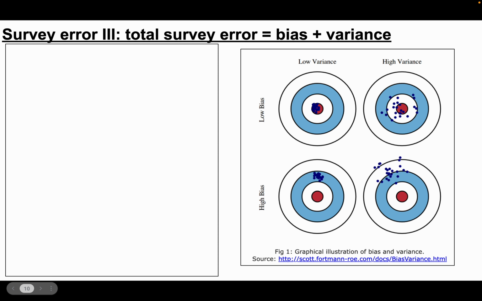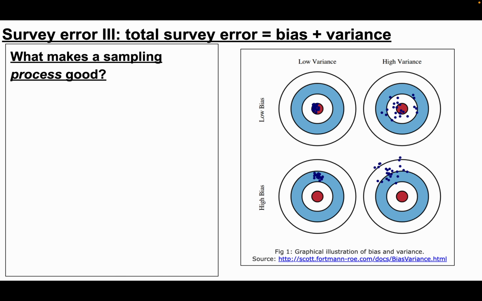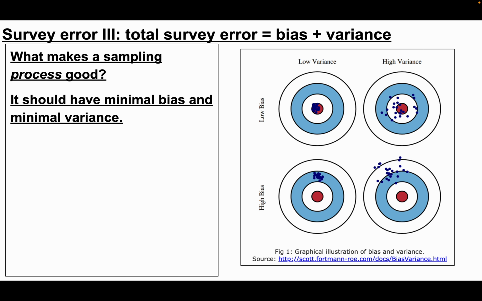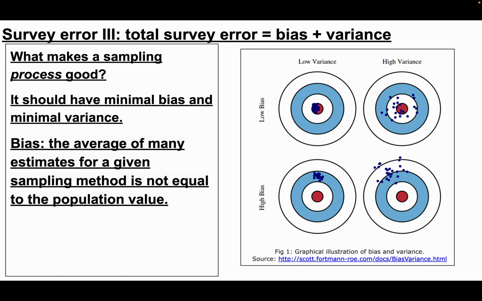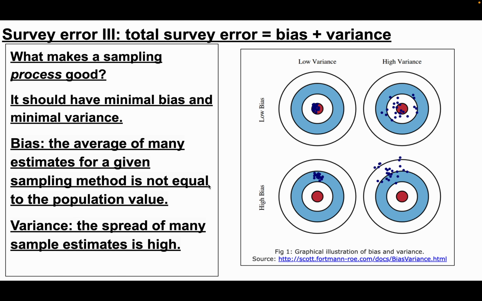So the total survey error can be decomposed in a couple of different ways. One way to think about it is bias versus variance. So what makes a sampling process good? It should have minimal bias and minimal variance. Bias is the average of many estimates for a given sampling method not being equal to the population value. I'll explain the graphic in a moment, by the way. Variance is that the spread of many sample estimates is high.